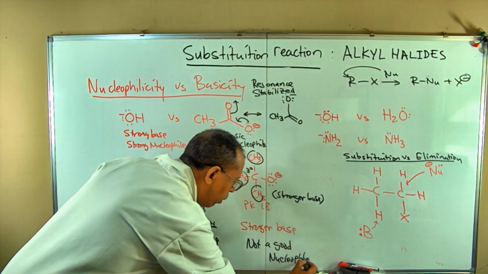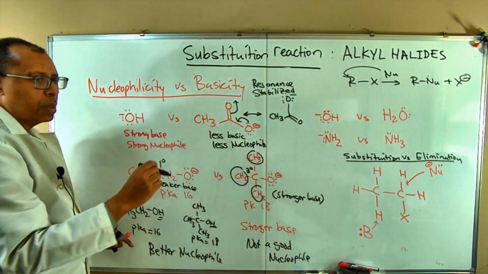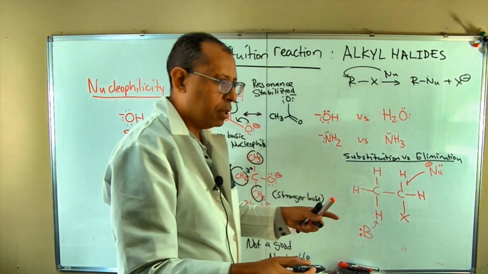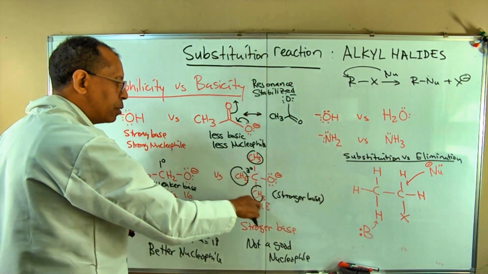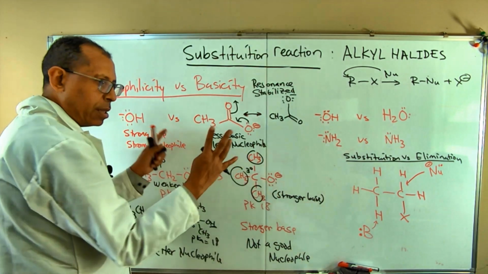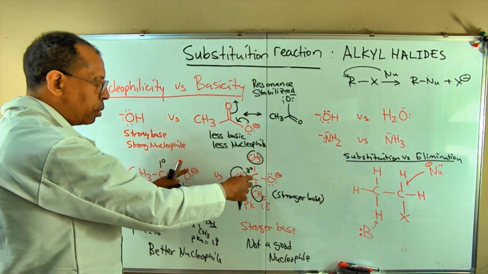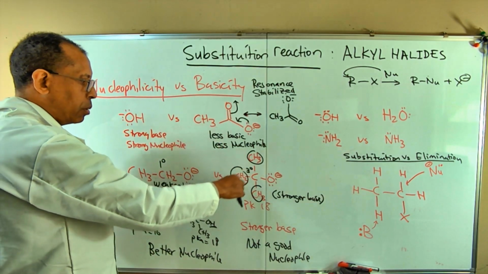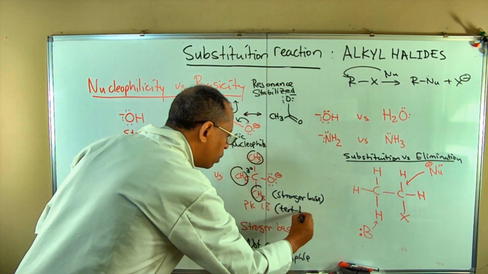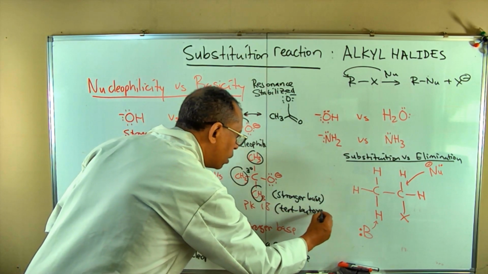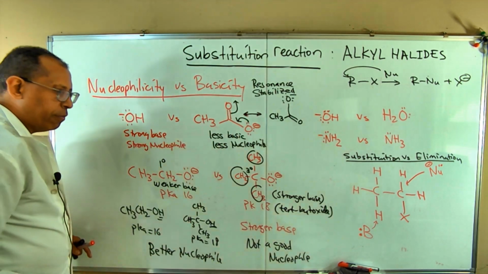So you have to always be careful. A stronger base usually means stronger nucleophilicity. But in some instances, even though you have a strong base, if your mass or your size is bulky, like tertiary butoxide, this is tertiary butoxide, tertiary butoxide is a stronger base, but cannot be a good nucleophile.